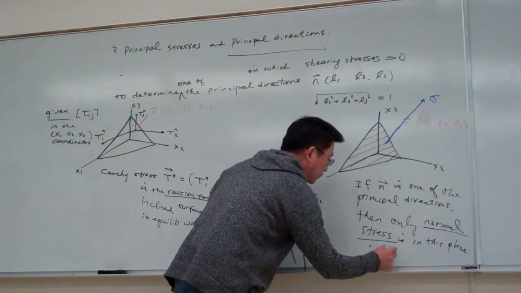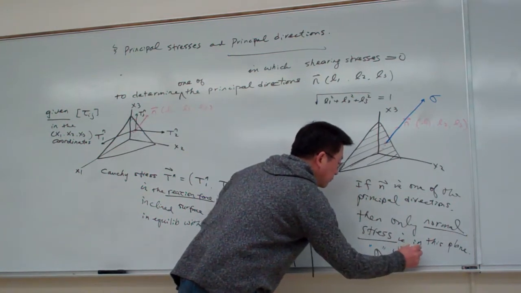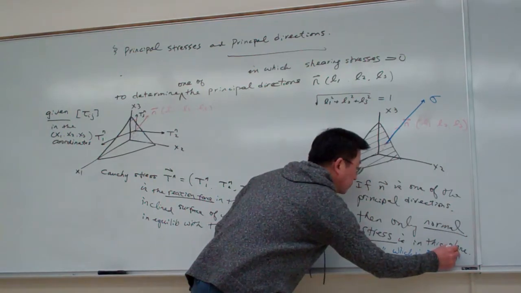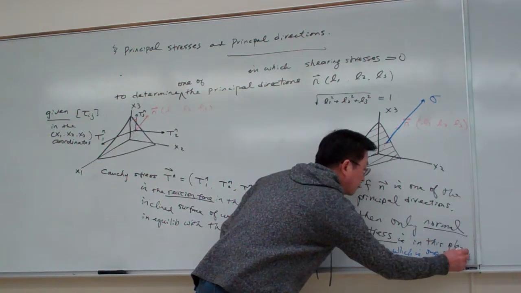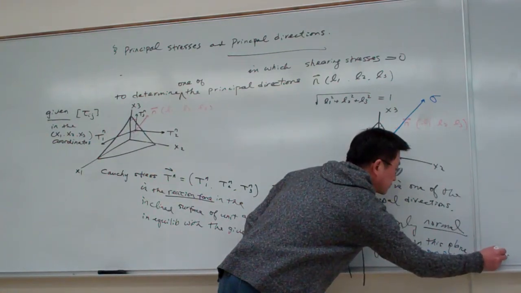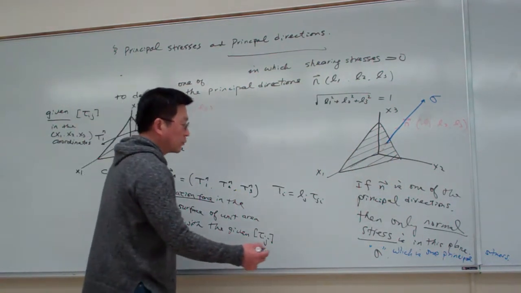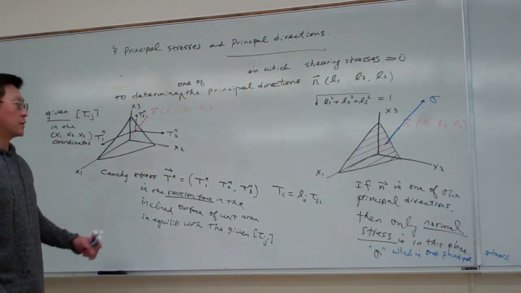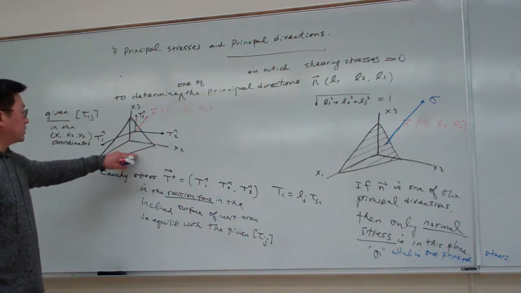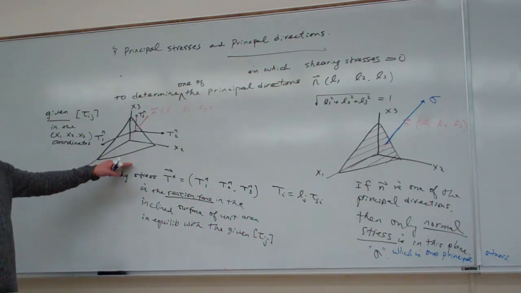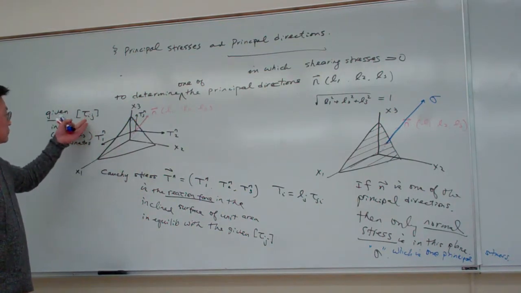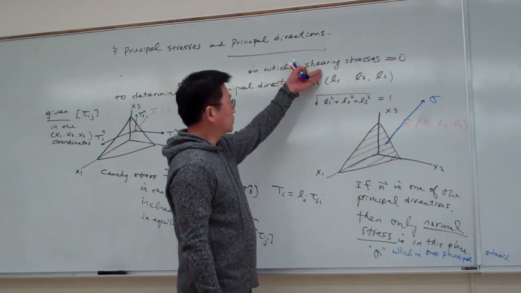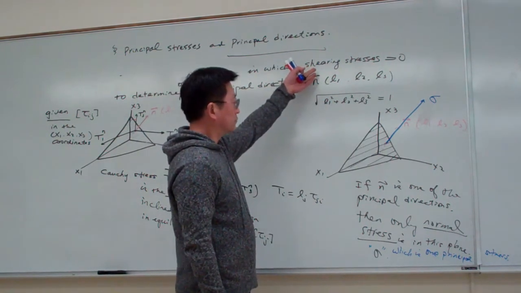So here we say this is one principal stress. Okay? One principal stress. So this is the derived information from the given data here. This is the definition from the principal directions.